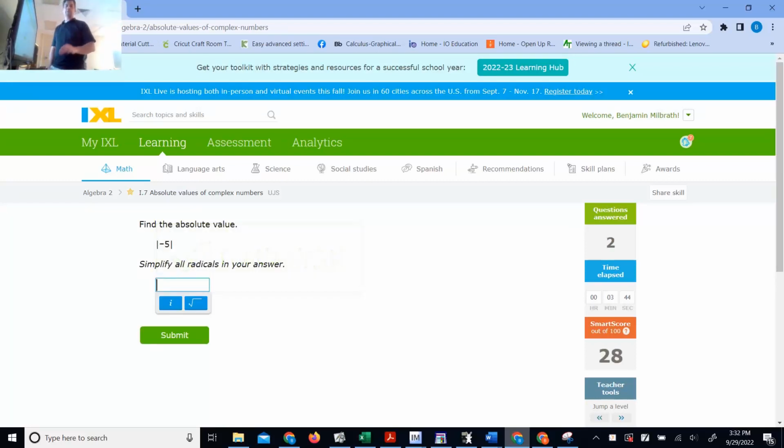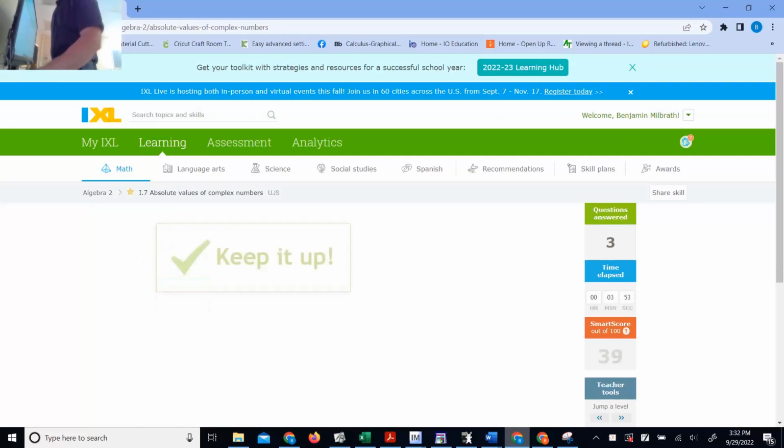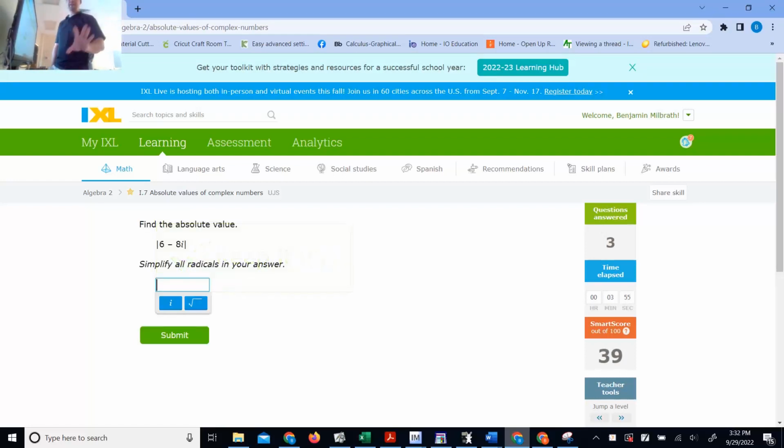Still got it. That's the absolute value of negative 5. That's a real number, isn't it? So that's just 5. Sweet. All right, we have a complex number now. This is 6 minus 8i, the absolute value of 6 minus 8i, a complex number.